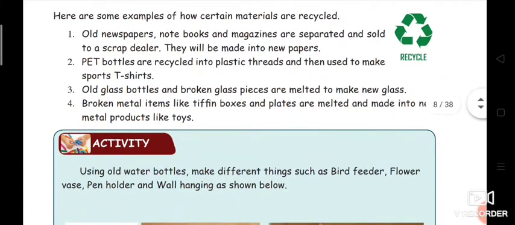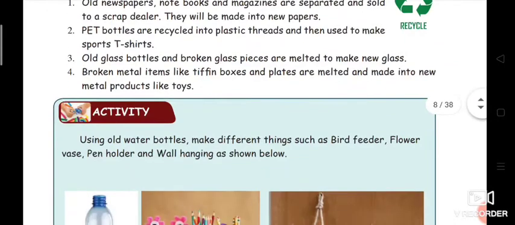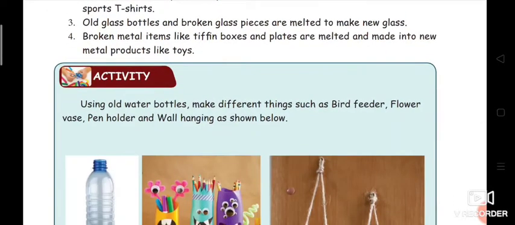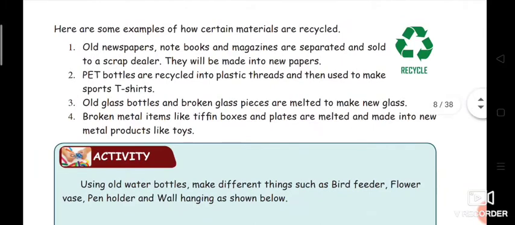Okay, next, broken metal items like tiffin boxes and plates are melted and made into new metal products like toys. Okay, so like glass bottles, here broken metal items like tiffin boxes and plates are melted and it can be created into new toys. Okay, so by this way some materials are recycled.